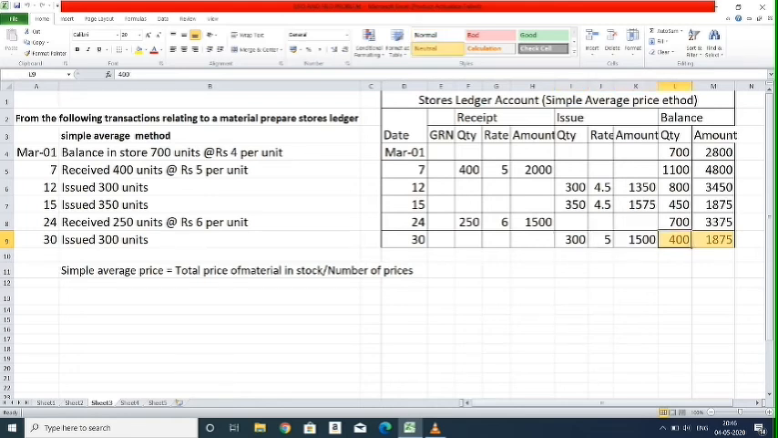Then our balance quantity is 700 minus 300, so the quantity is equal to 400. Then our value is 3375 minus 1500, that is equal to 1875. So our closing stock is quantity 400 units, and its value is 1875.